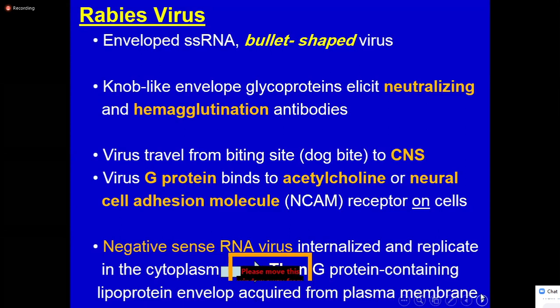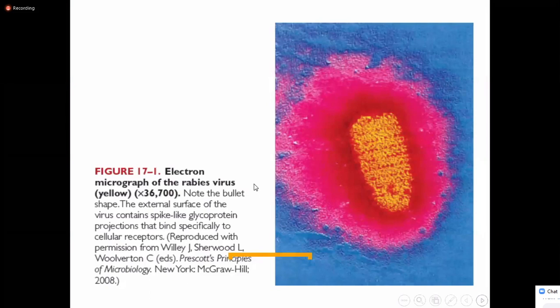The G protein containing lipoprotein envelope is acquired from the plasma membrane. We always talk about the envelope: the virus, when it exits from the cell, takes a part of the membrane and it becomes the envelope. So the G protein containing lipoprotein envelope is acquired from the plasma membrane of the infected cells. So this is the virus, electron micrograph, bullet shape, the external surfaces have spikes, these are the spikes, projections, glycoprotein projections that bind specifically to the cellular receptors.